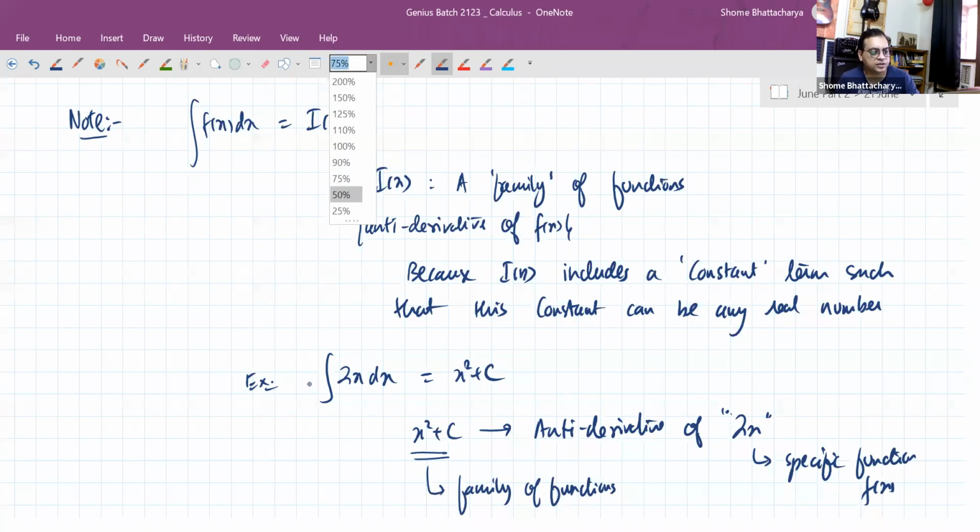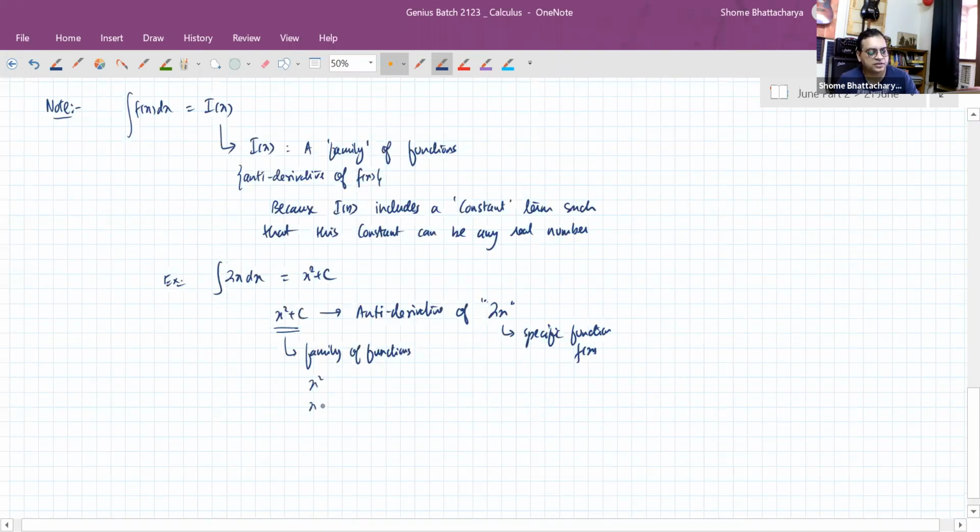So for example, it could be x square, it could be x square plus 1, it could be x square minus 1, it could be x square plus 10 raised by 3, it could be x square minus 10 raised by 6, and so on and so forth. So this is a family of functions given by the general symbol x square plus c, where c is a constant term, which could be any real number.